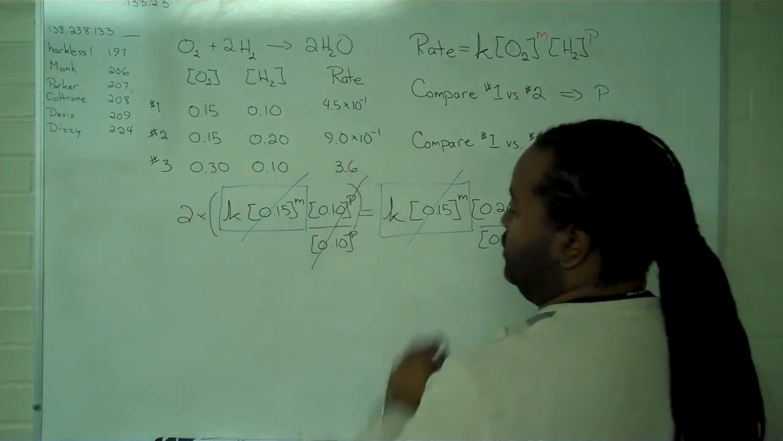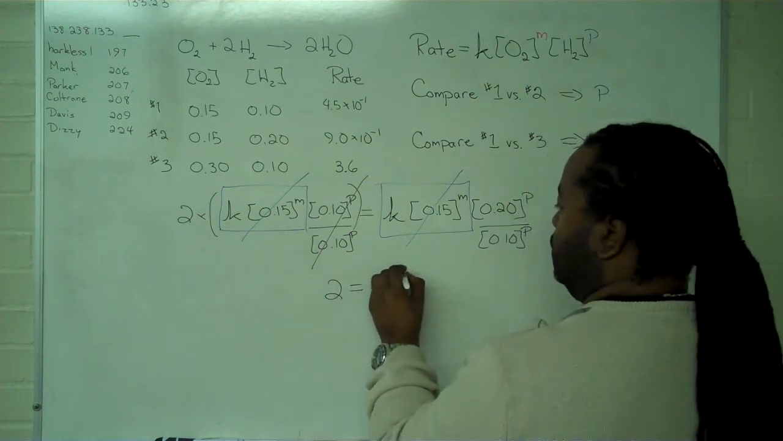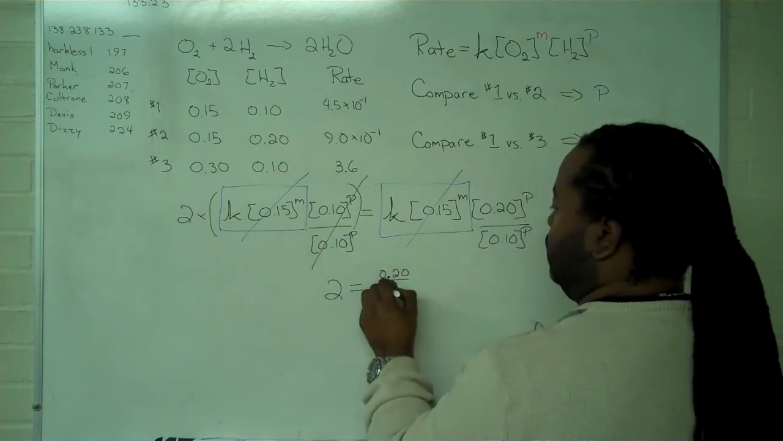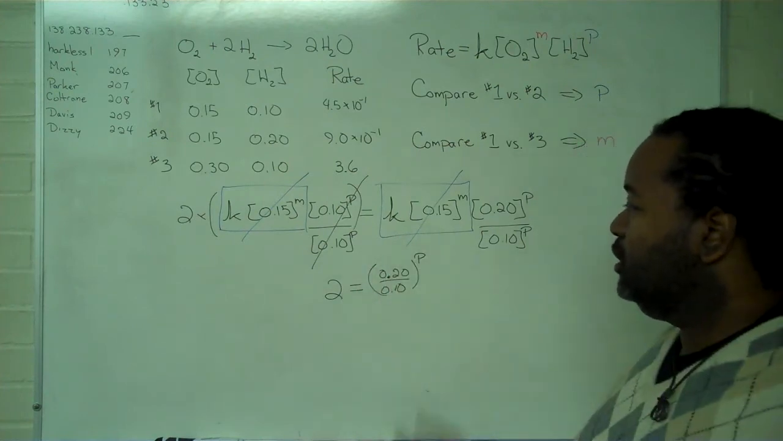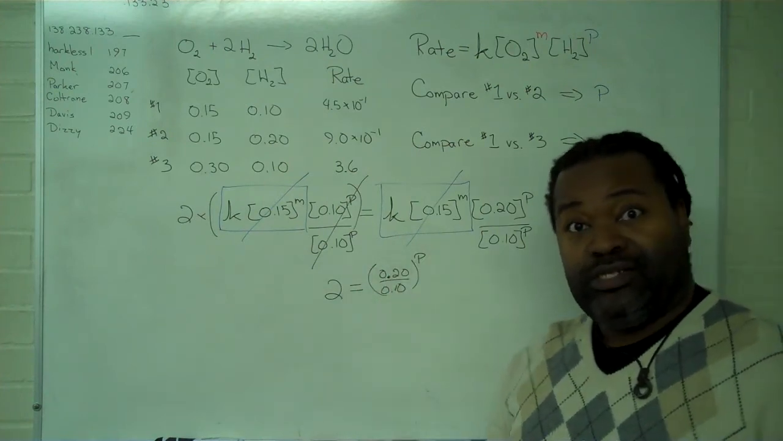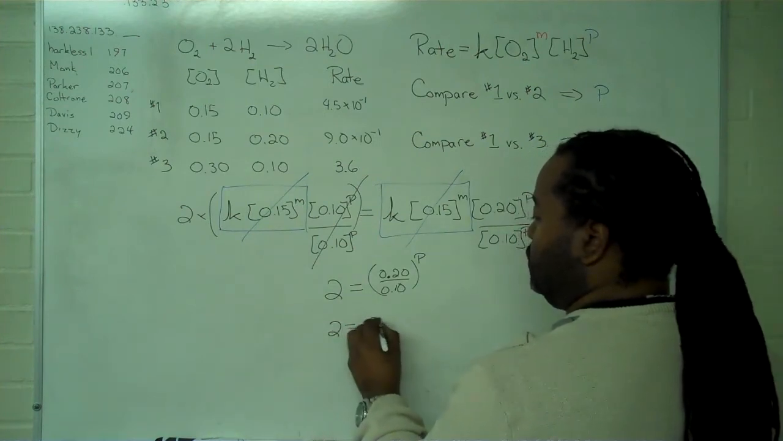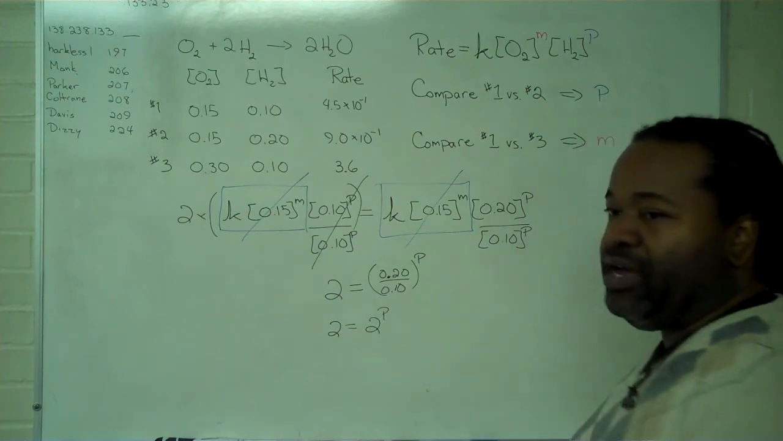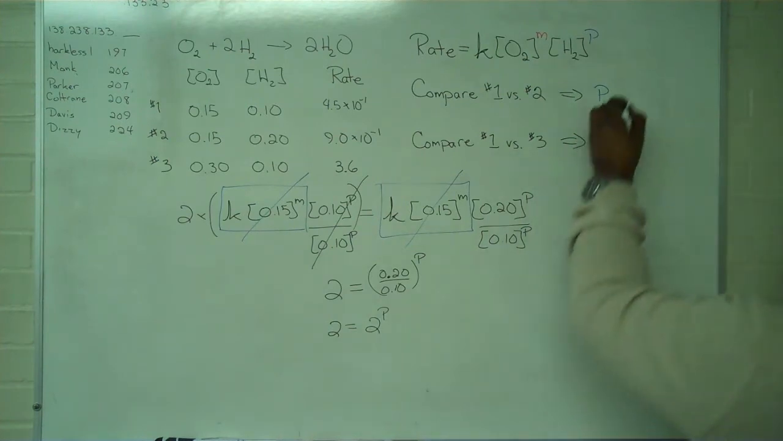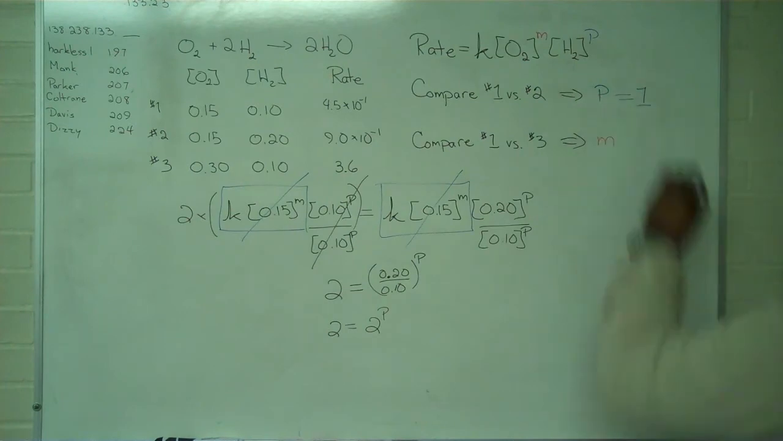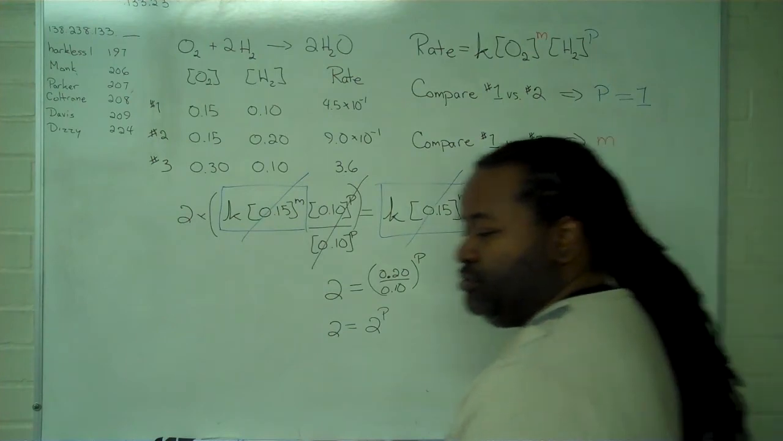And so we get cancellation here, leaving us with 2 equals 0.2 over 0.1, all raised to the P. Well, 0.2 divided by 0.1 is just 2. So that means that 2 equals 2 raised to some power. So that power P is equal to 1. And so now I know that this is first order in hydrogen.